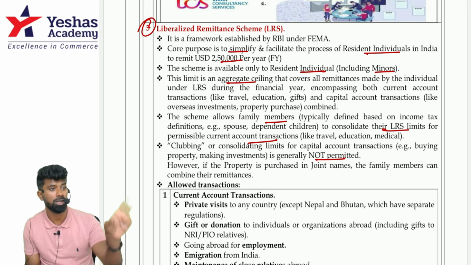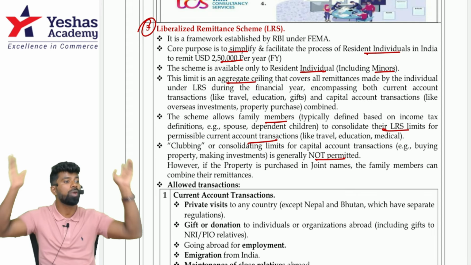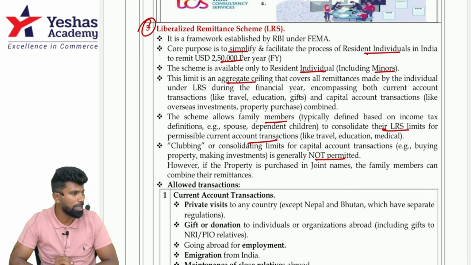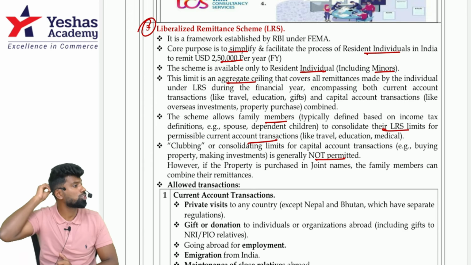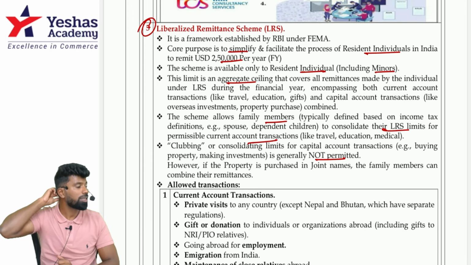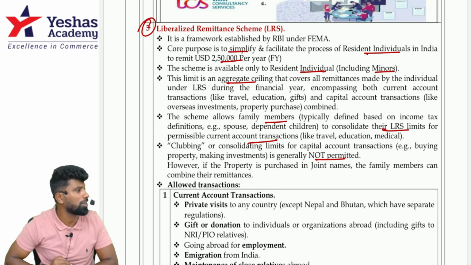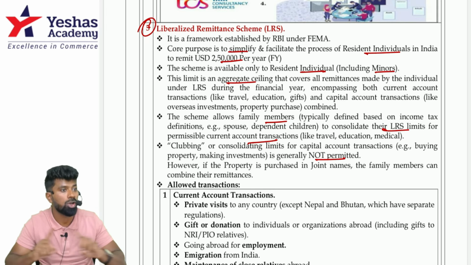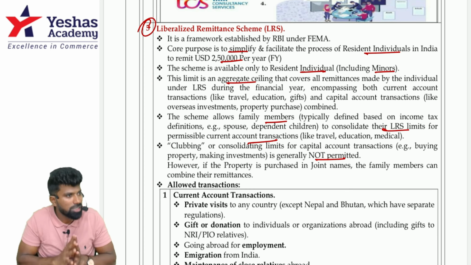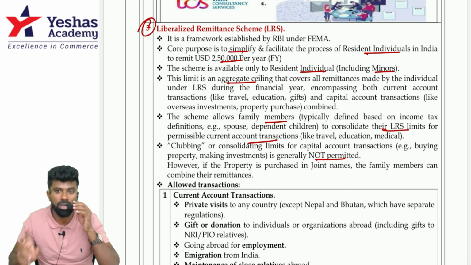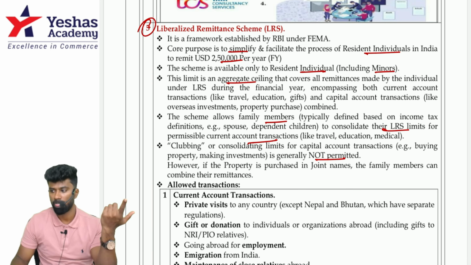For example, let's say there are two family members. Both of them are going abroad. Can they combine their limit? Yes. And they can draw up to how much? 5 lakh. But can they combine their foreign exchange for the purpose of buying a flat outside India? Allowed or not allowed? Not allowed. So clubbing or combining is allowed only for what transaction? Current account transaction.